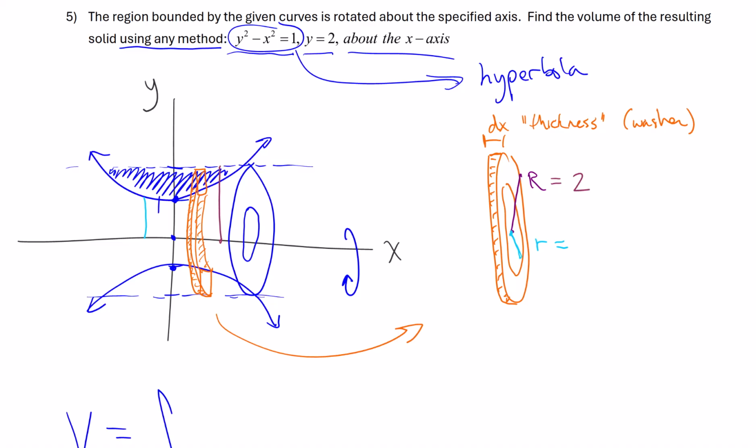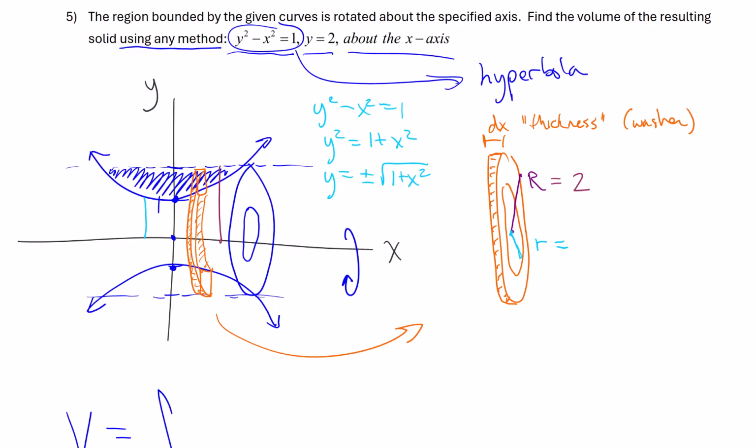So if we take the equation given for the hyperbola, which is y squared minus x squared equals 1, and we solve this for y, this should give us that y value height. So let me add x squared to both sides. So y squared equals 1 plus x squared. We'll take the square root of both sides, which means y equals plus or minus the square root of 1 plus x squared.